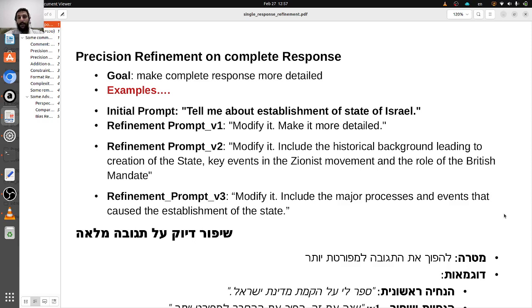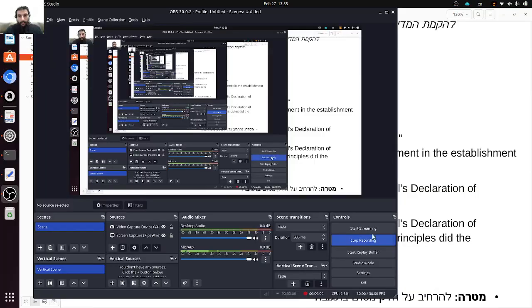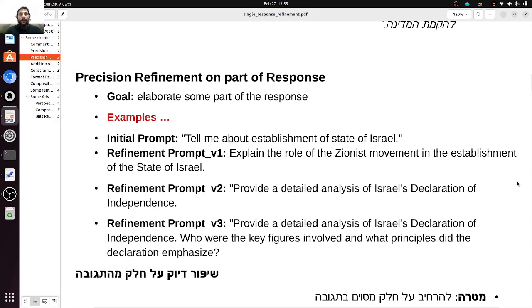Either a precision refinement in the most general form, like in version 1, or it can come in a more specific form where we ask the LLM not simply to make the response more detailed, but we also give it guidance in what way to detail the response. All right, so let's learn about a different type of refinement.